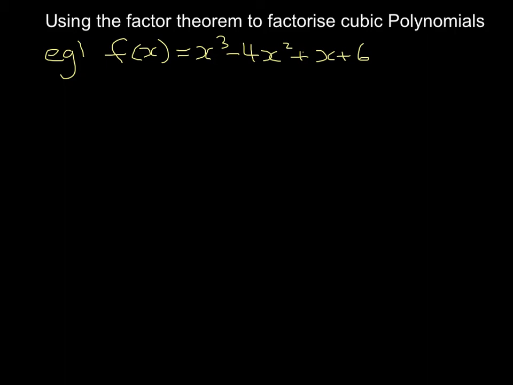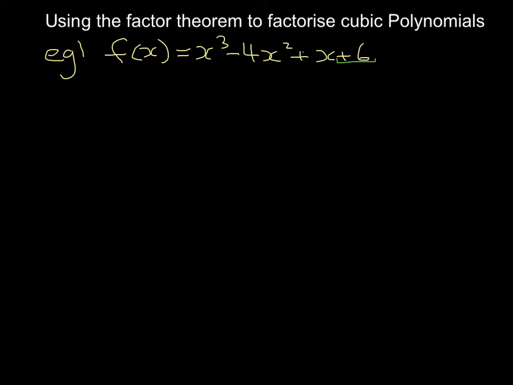Okay, we're going to look at using the factor theorem to factorise cubic polynomials. What we need to do with this is we look at the last term, we've got plus 6 there. We need to identify what the factors of positive 6 could be.